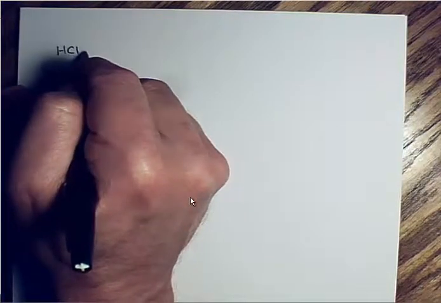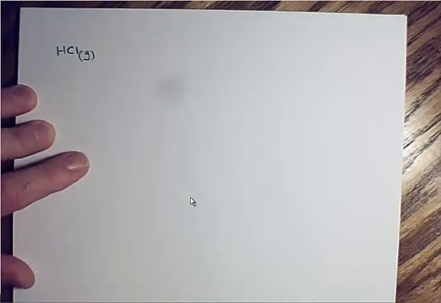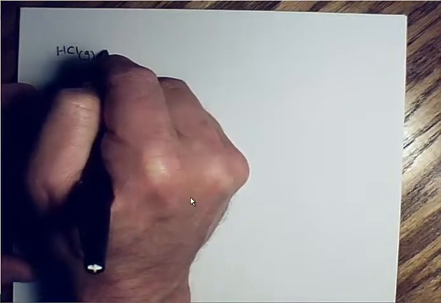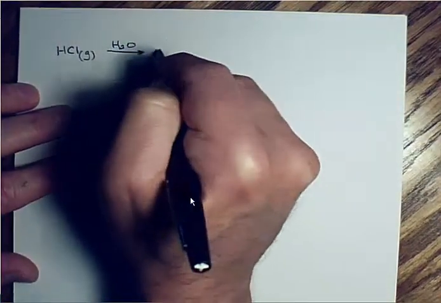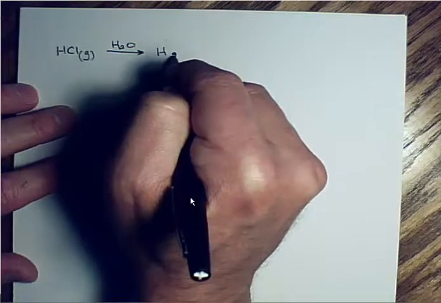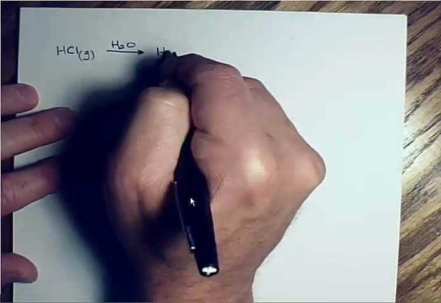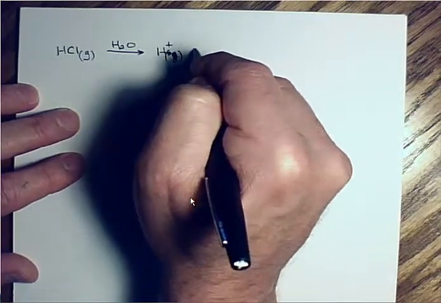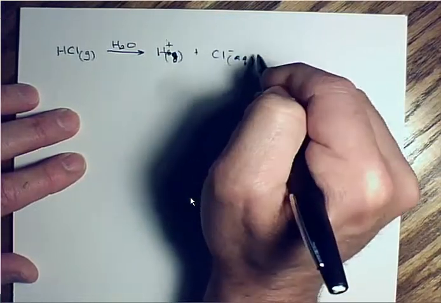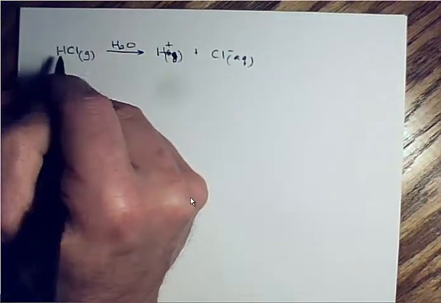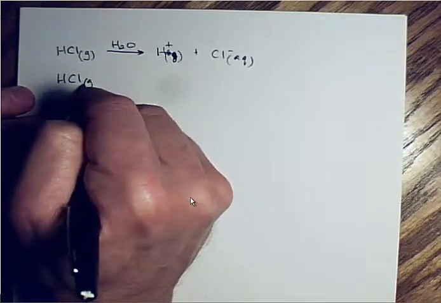All right? So this is actually, in its pure form, at normal temperatures and pressures, a gas. And if we're using the Arrhenius system, then it breaks up completely into hydrogen ions like this. Oh, that should be aqueous, not gas, aqueous. Okay. All right. If we're using the Bronsted-Lowry system, we would do this.